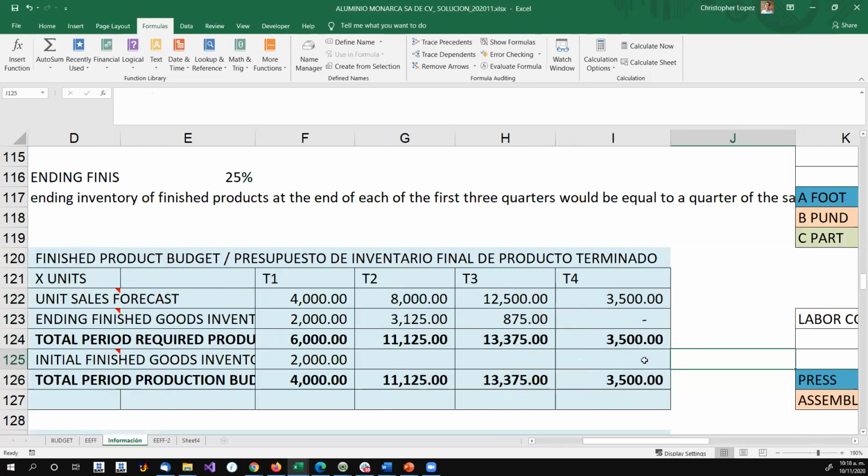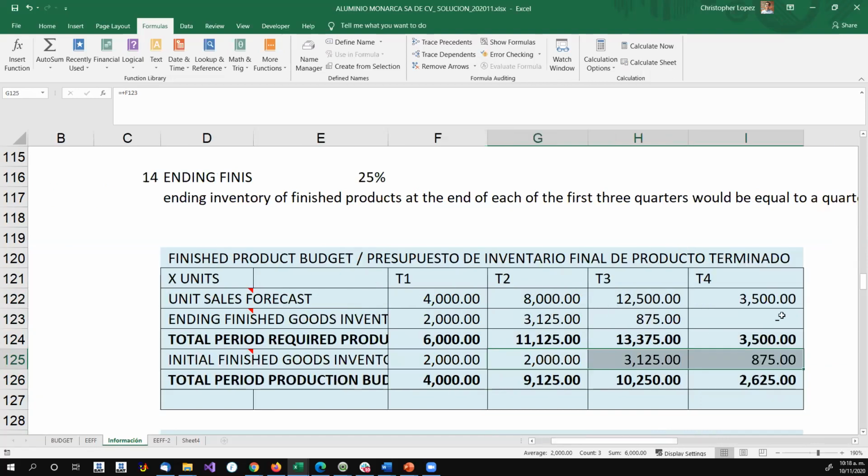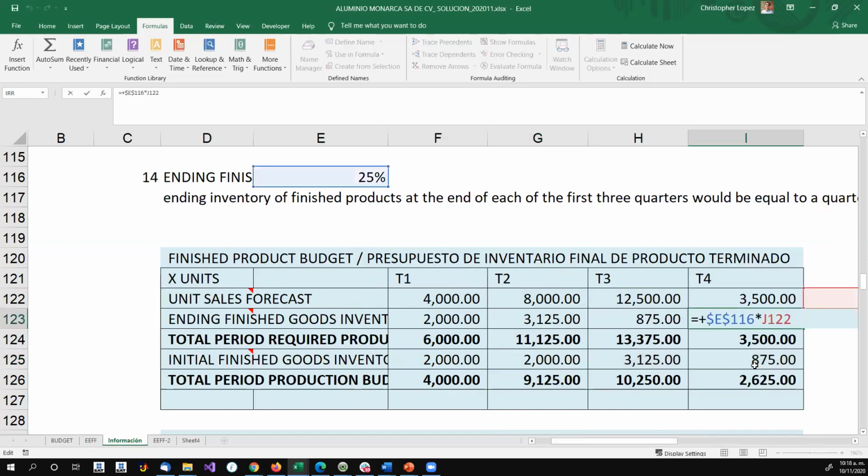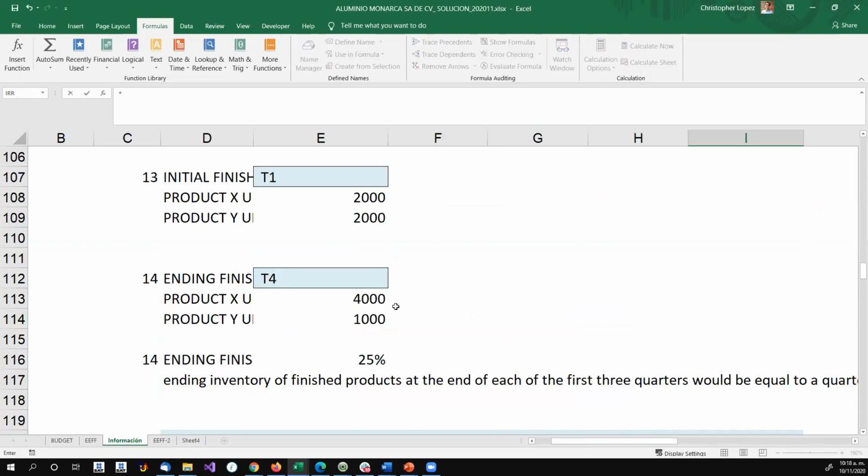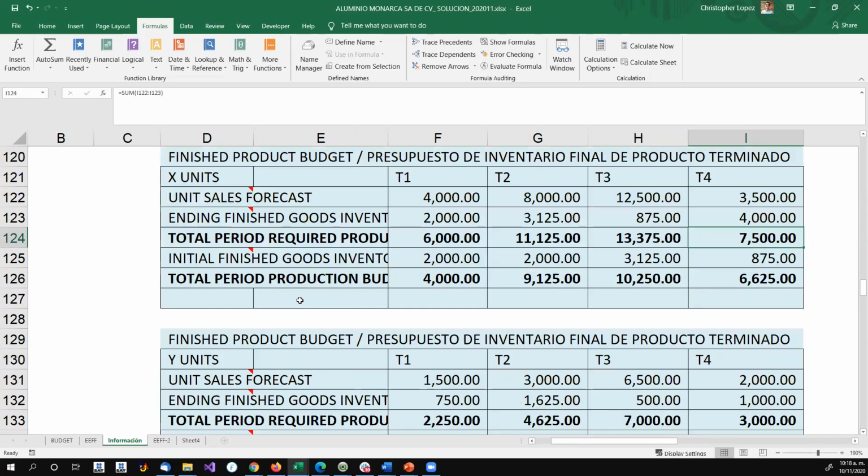And just check that the initial inventory for each period is going to be the previous ending inventory. So you're going to have something like this, okay? And for the last one, as you don't have forecasted sales, you actually have this as a value because they told us that the ending value for X products is X, okay? So that's how you build it.